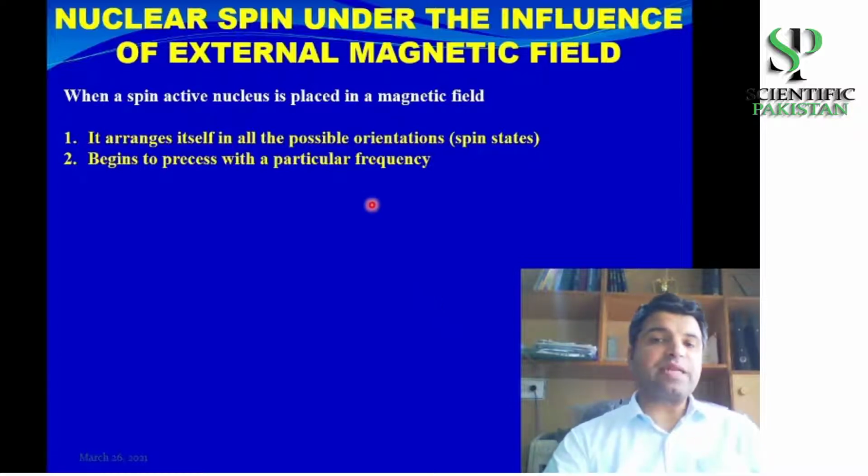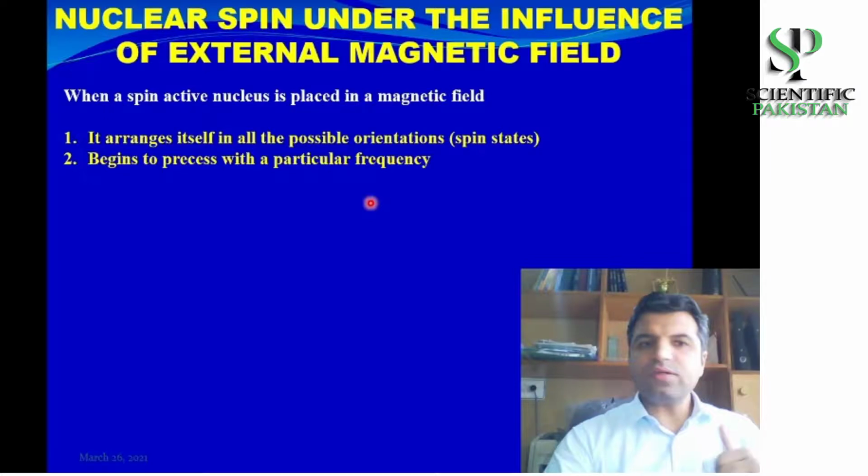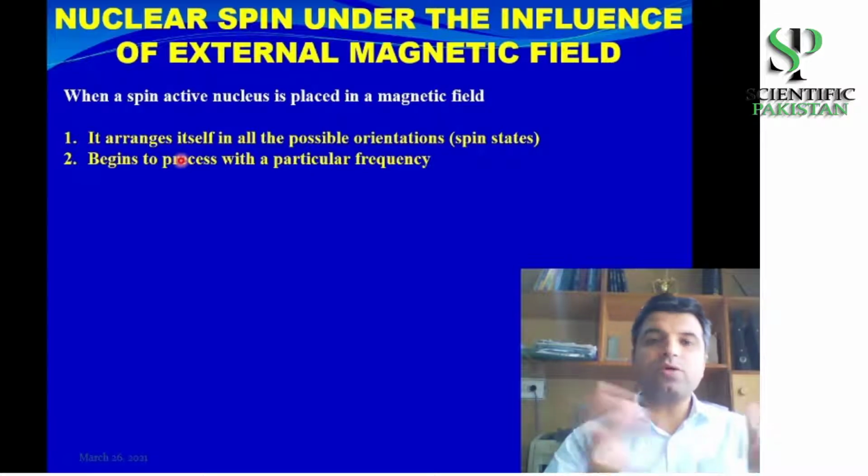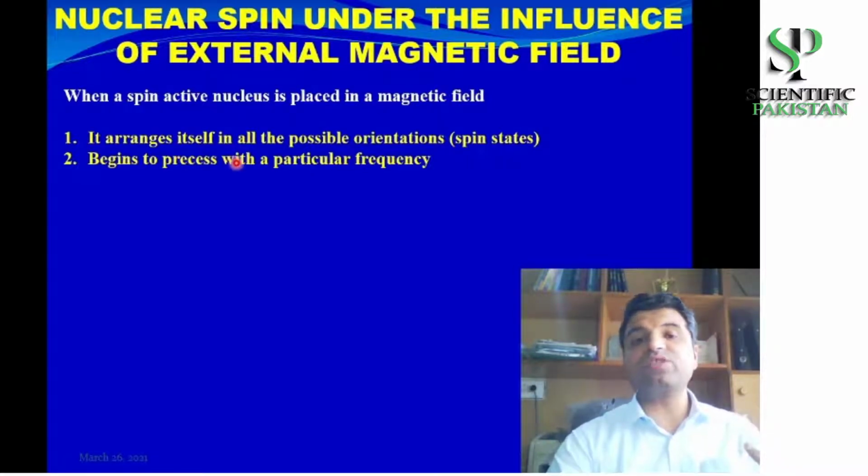So we have a spin-active nucleus, or any nucleus that has some amount of spin associated with it, and we place it inside a magnetic field. What happens to it? Two things happen. The first thing is that it arranges itself in all possible orientations. All possible orientations mean that the nucleus arranges itself in all possible spin states.